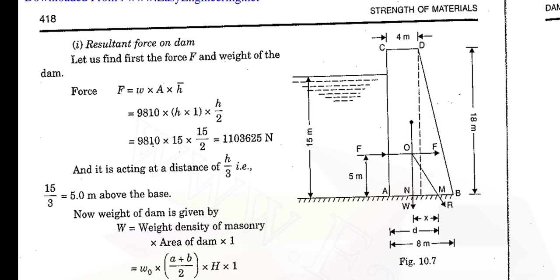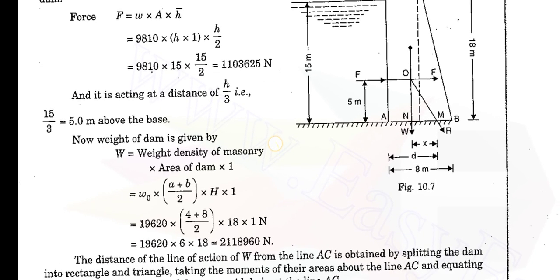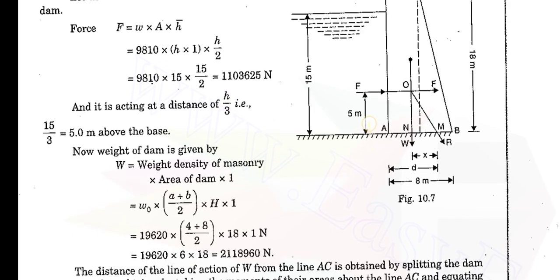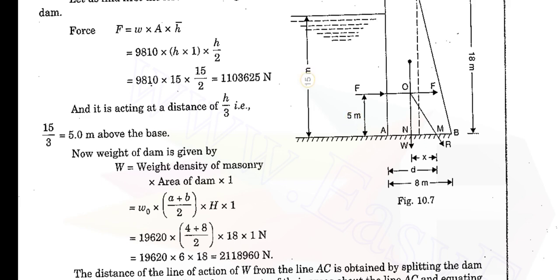Here you can see that the force is W into A into H bar. Substituting, W is nothing but the water weight density 9,810, and the area is H into 1, and H bar is H by 2. After substituting, you will get 1,103,625 newton, which is acting at a distance of H by 3. So here this 5 meters is nothing but H by 3, that is 15 divided by 3 is 5 meters.